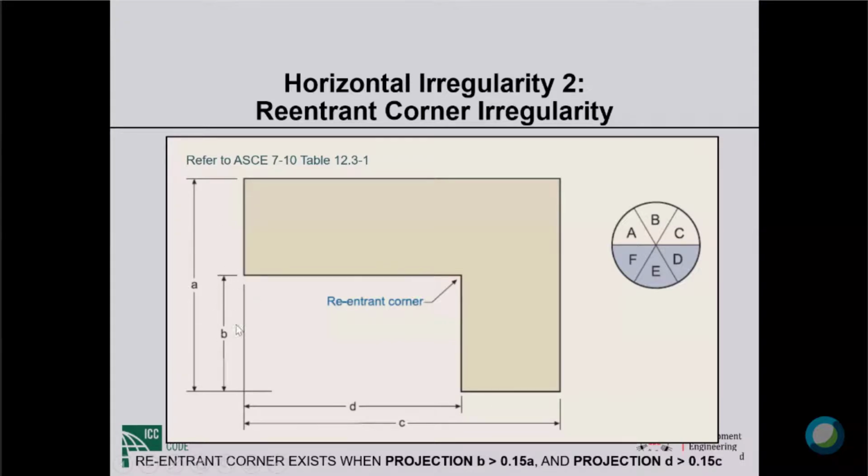If this projection B is more than 15% of A, this is A, this is B. If B is more than 15% of A and this D is more than 15% of C, then we have a re-entrant corner irregularity, horizontal type 2.